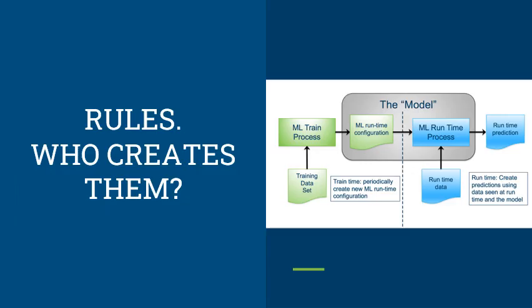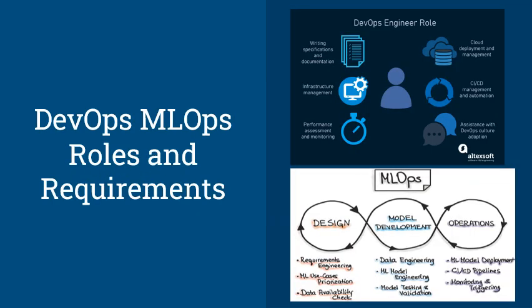So there are certain rules that have to be followed while running a process or a program, but who creates them? In traditional applications, the programmer who developed the app used to write the rules, but in MLOps, the machine itself creates the rules for the data, which are further used on the data again. The DevOps engineer's roles are to write specifications and documentation, infrastructure management, performance assessment, and cloud deployment as well. While the MLOps engineer's role would be to design a model first, then develop the model, and then perform operations again on the same model which he has created.